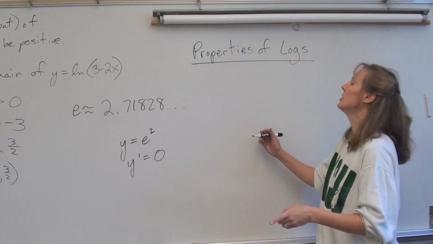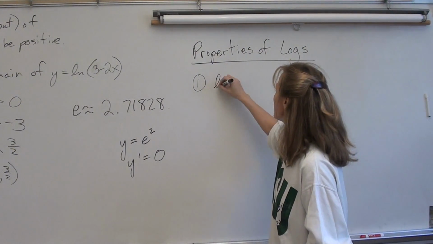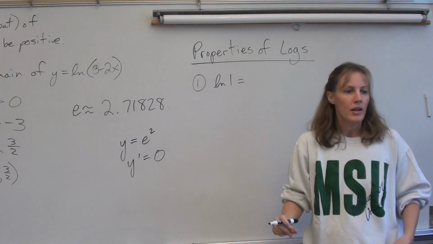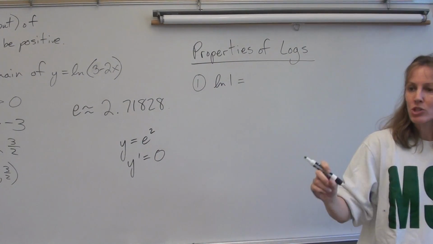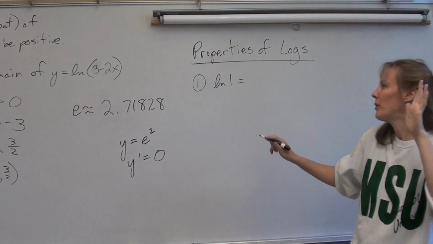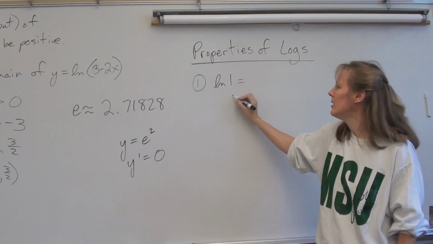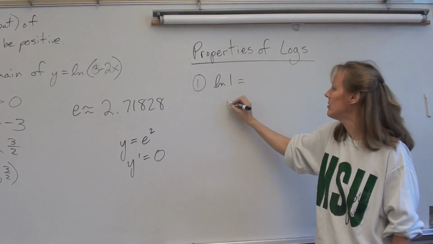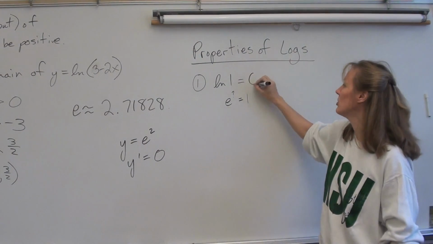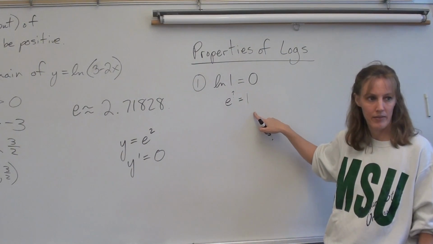Okay? All right, so here's our properties. Properties of logs. First property, the natural log of 1. What I want you to think about whenever you're doing natural logs is to make this invisible circle in your mind. What number is here that's invisible? What's the base? e. e to what power equals 1? 0. The natural log of 1 is 0 because e to the 0 is 1.